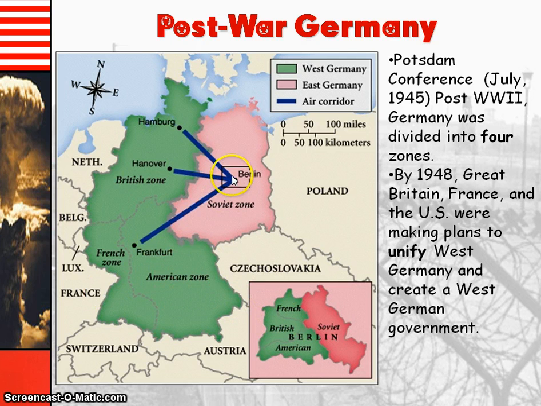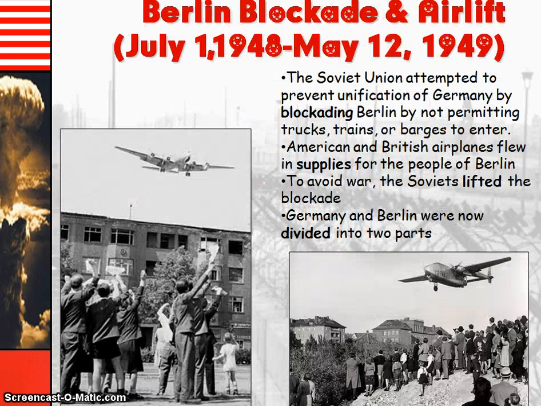And then you can see that they also divided Berlin into Soviet controlled as well as French, British, and American control. Now what we see is by 1948, Great Britain, France, and the US want to unify West Germany and East Germany to create one German nation. And we'll see how the Soviets respond to that. So the Soviets do not respond positively. What they do is they blockade Berlin.